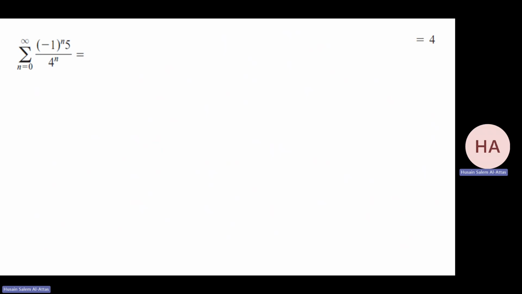How to do this sum? Minus 1 to the power n times 5. If you notice it, this is what?